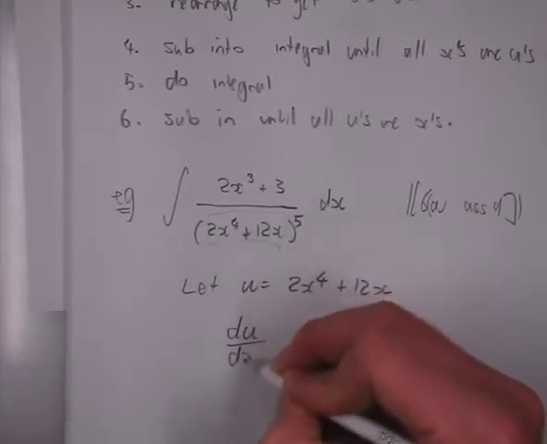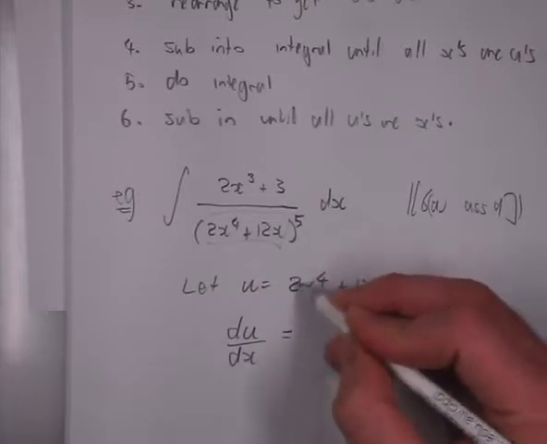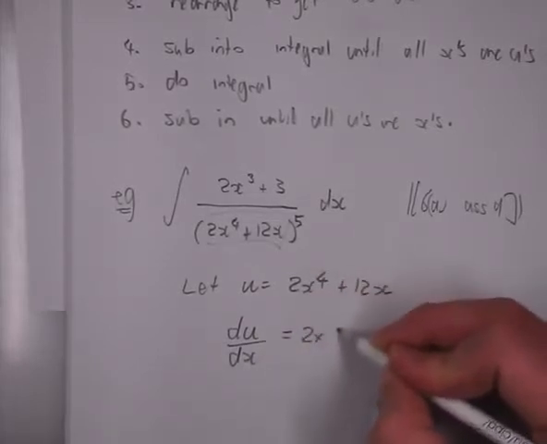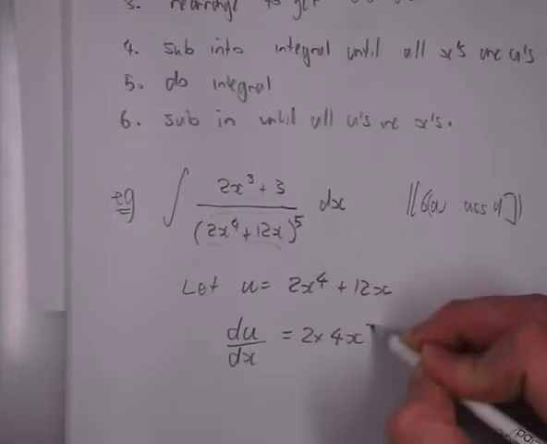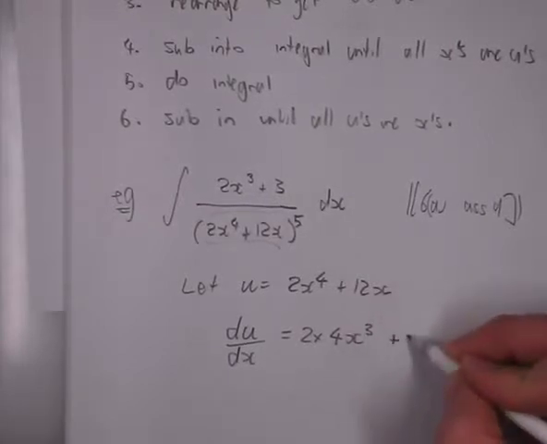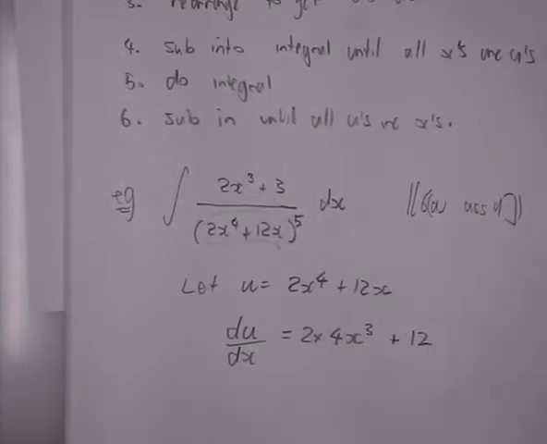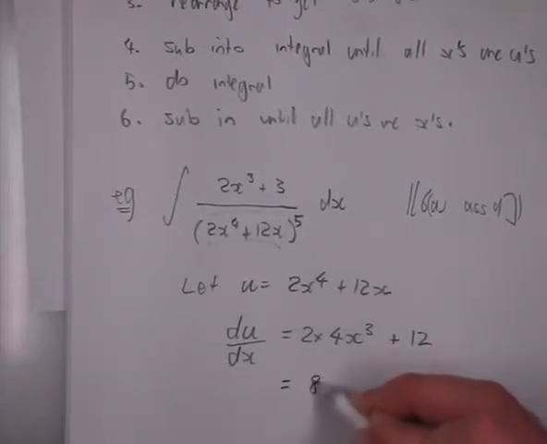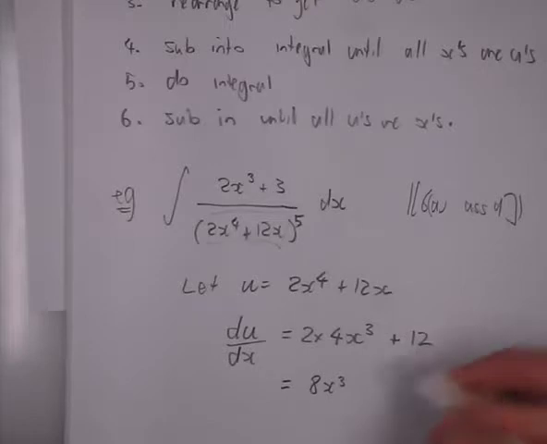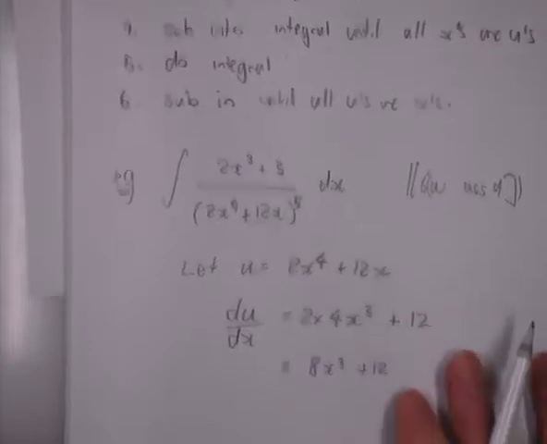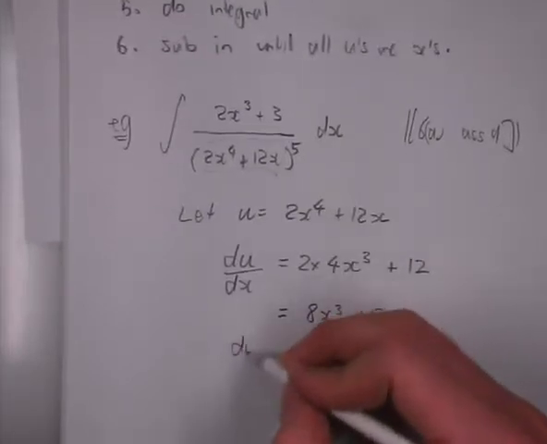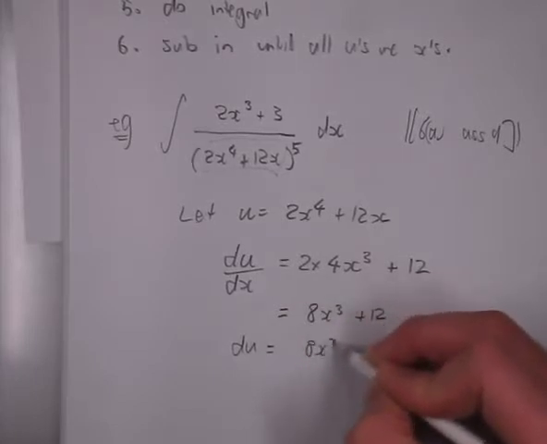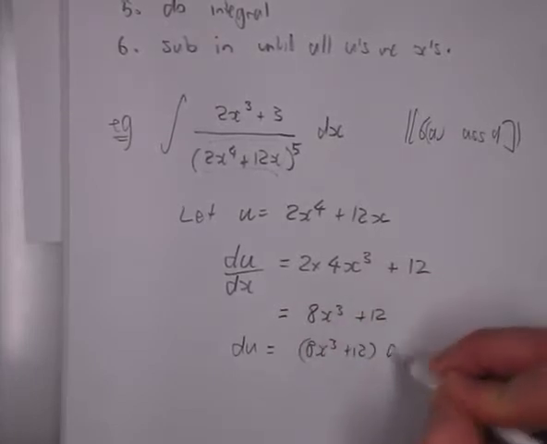du on dx is, so we've got 2 will stay there, times by current power, reduced power by 1, 12. Don't forget that you're differentiating here, so don't get your differentiation and integration mixed up, because it will just go badly for you. So we have 8x cubed plus 12, okay? So the du is 8x cubed plus 12 dx.